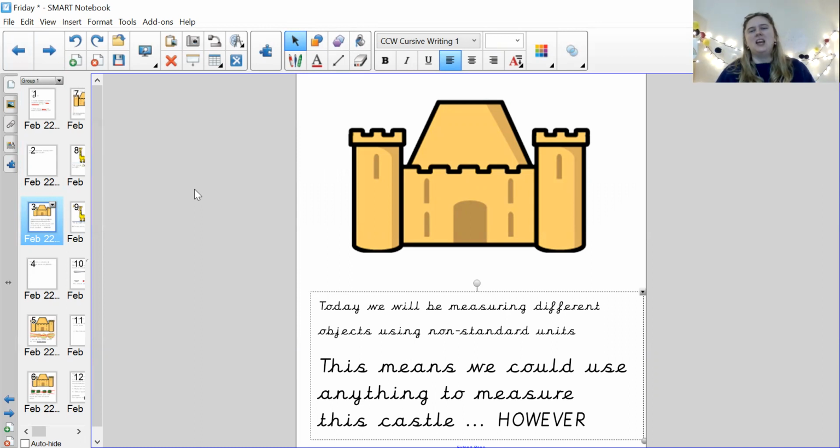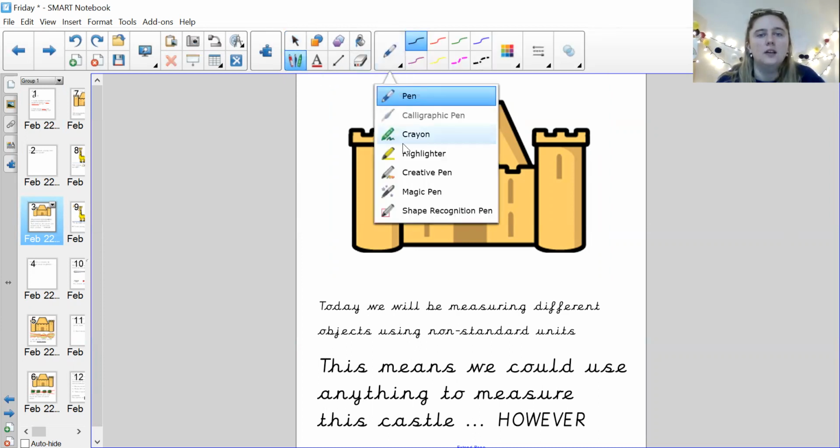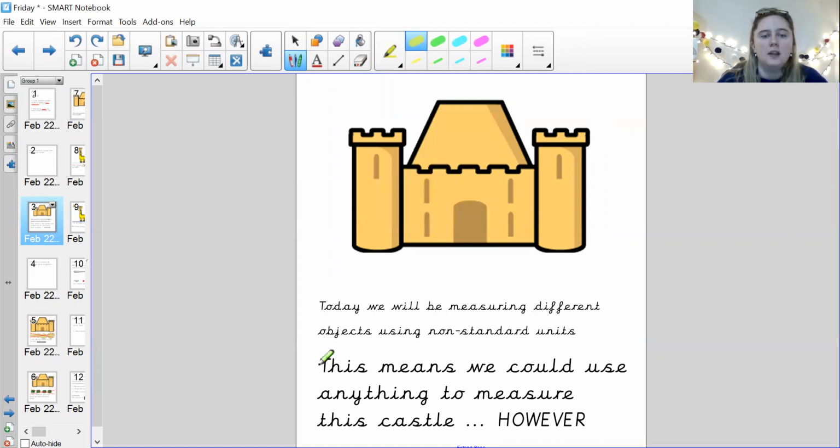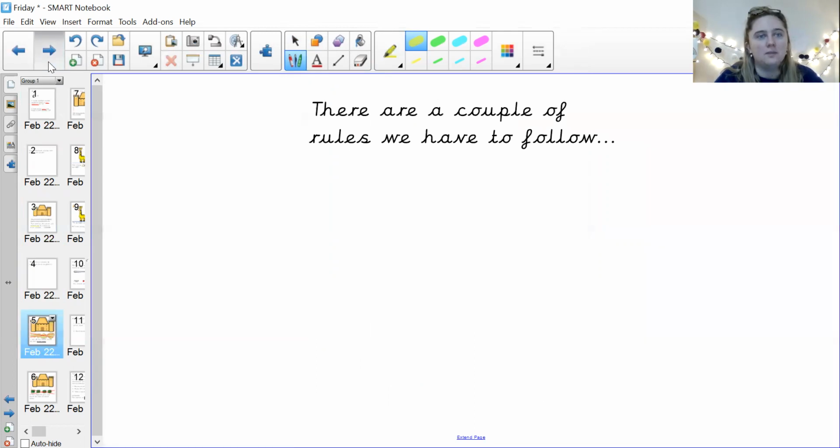This means that if we didn't have a ruler or a tape measure or something that we usually measure with, we could use any item at all to measure, for example, this sandcastle. We could use, let me get my highlighter out. That's probably a better idea. There we go. So this means we could use anything to measure this castle. However, there are a couple of rules that we need to follow, okay?